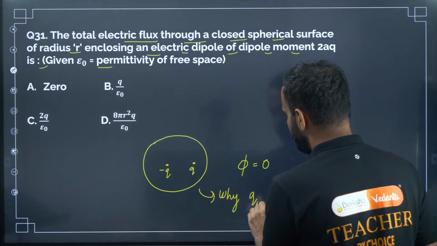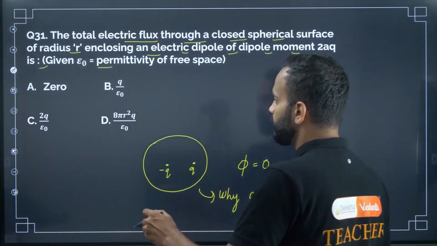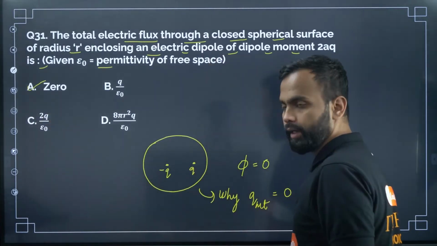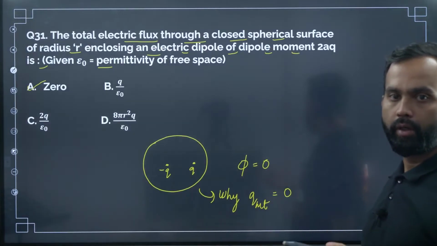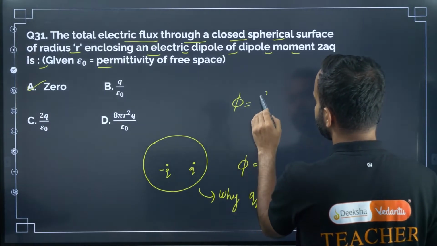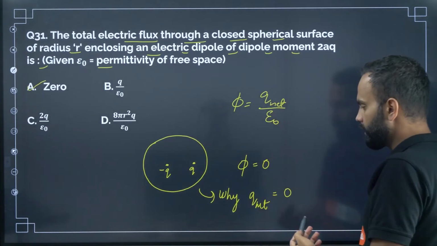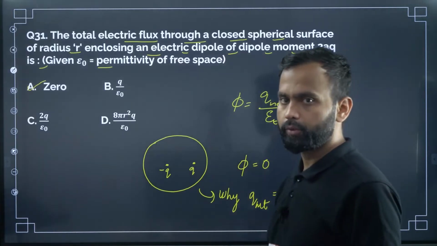Because net charge is equal to 0 inside the spherical surface, the correct option is A. Okay, so phi equal to Q naught or Q net or Q enclosed divided by epsilon naught, right? Q net is 0, so phi equal to 0, right?